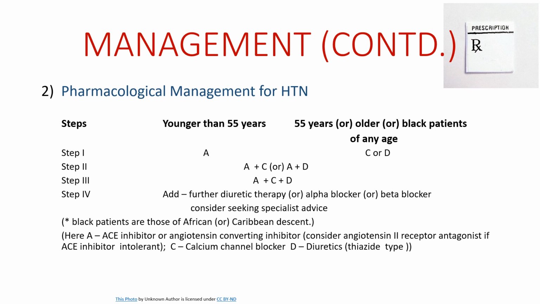In the step 4, if the blood pressure remains uncontrolled on adequate doses of the 3 drugs, then consider adding a 4th drug and or seeking an expert advice. If the 4th drug is required, then one of the following should be considered. First, a higher dose of thiazide type diuretic or the addition of another diuretic. Second, beta blockers. And third, selective alpha blockers.